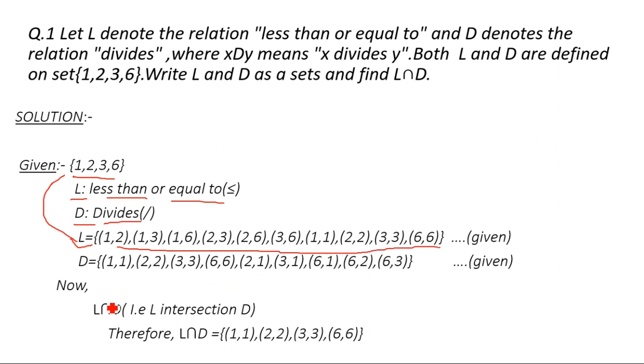Similarly, to find the D set, we use the relation divides and apply it to the above given set. So we will get the D set like this. Now we have to find L intersection D. For that, first we have to know what intersection is. Intersection means the elements which are common in both the sets.